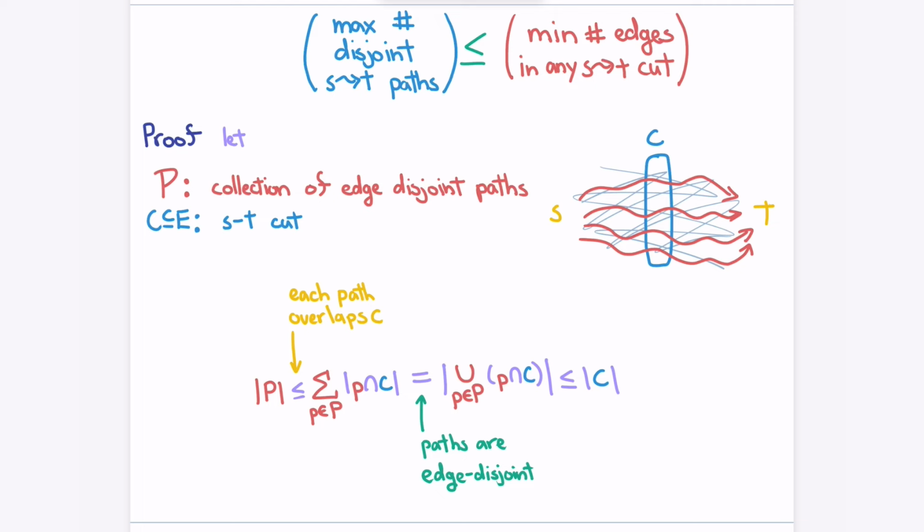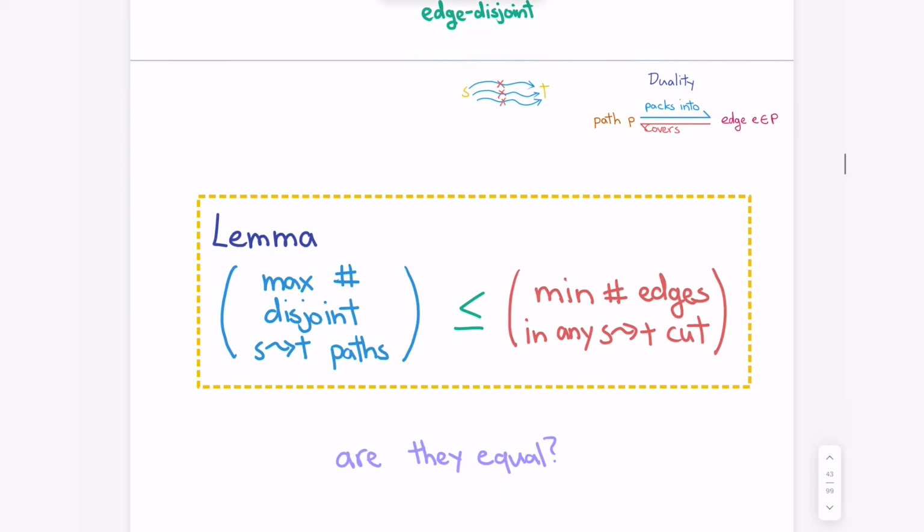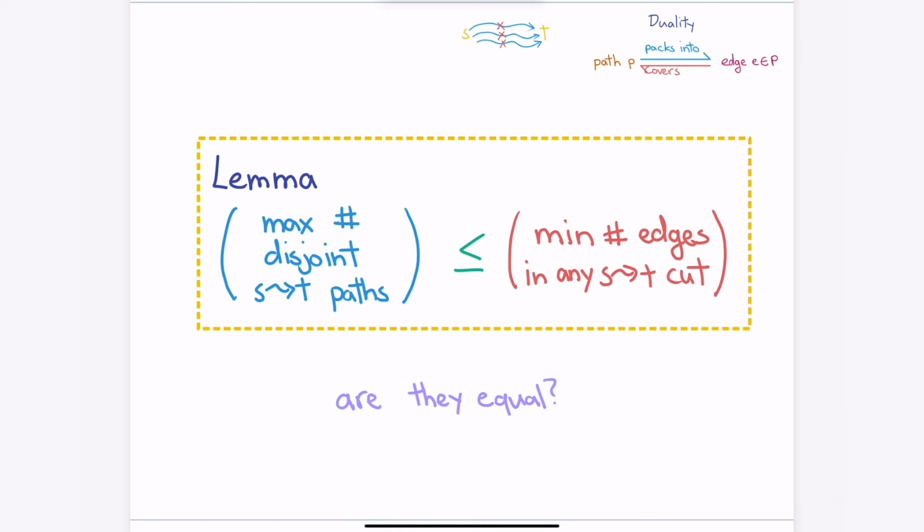Okay, but there's nothing really about paths and cuts in this. All that mattered is that the cut contains at least one edge from the path. Okay, so this will always come up. This kind of less than or equal inequality where packing is less than or equal to covering when the problems are dual to each other. The details might be slightly different, the notation might be different, but this is always the easy inequality.